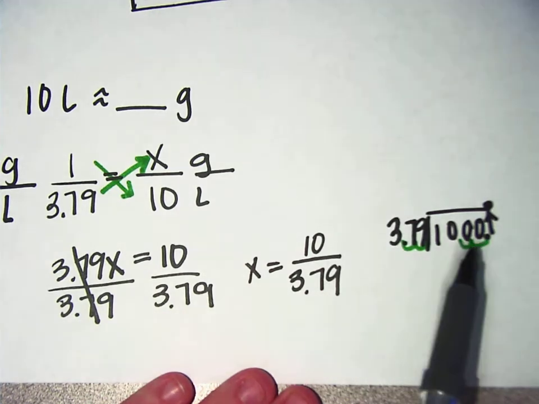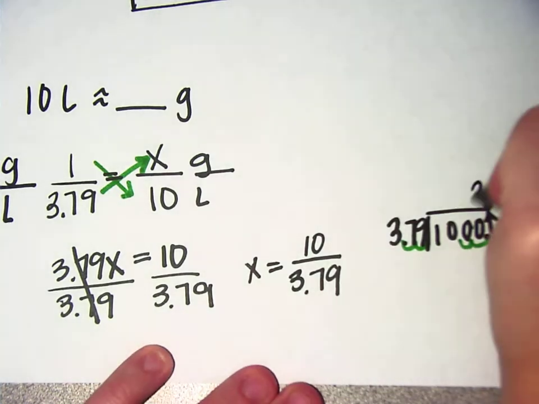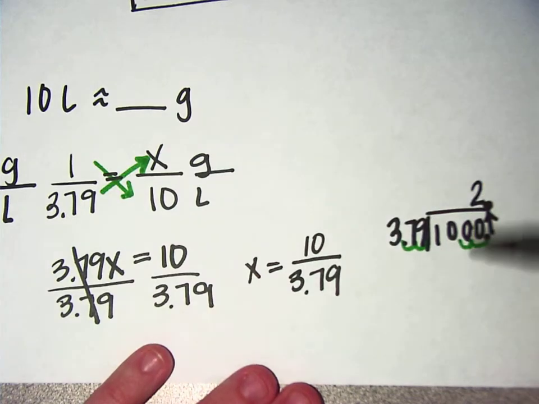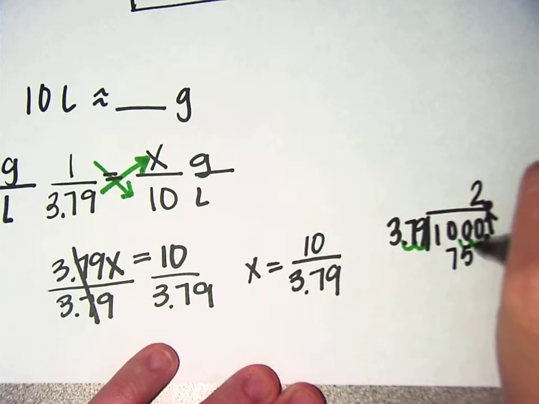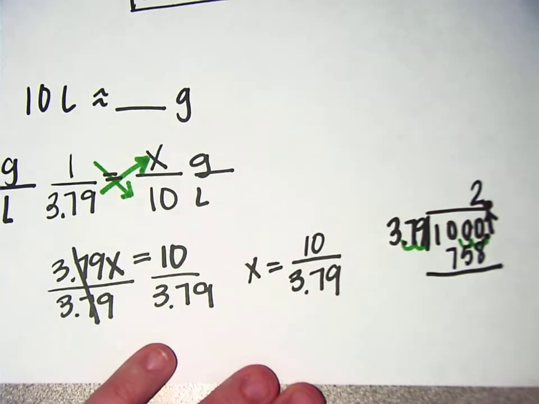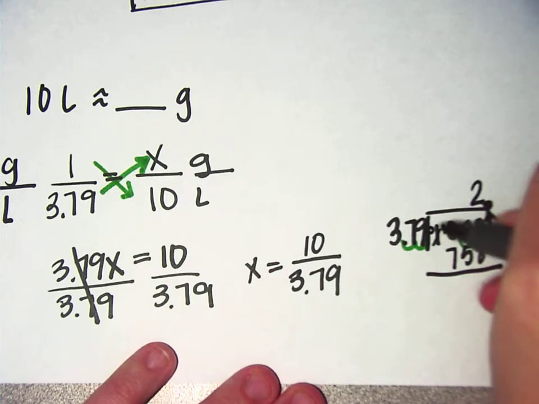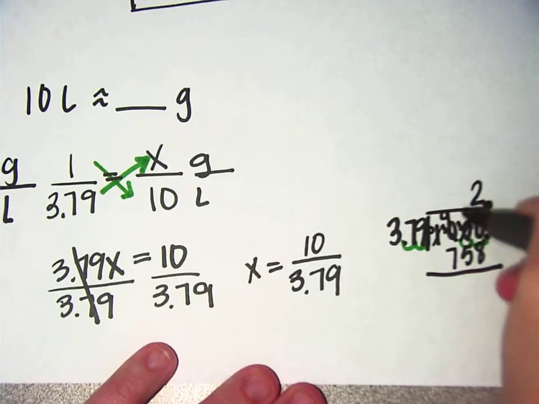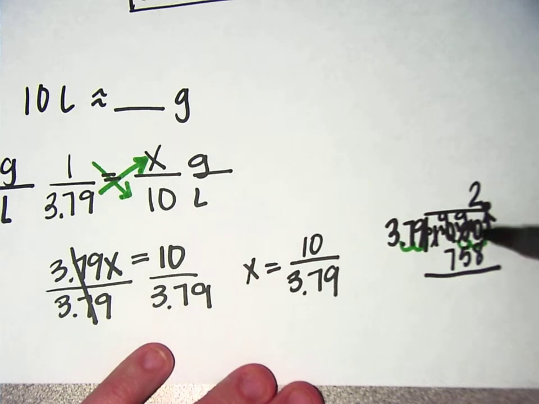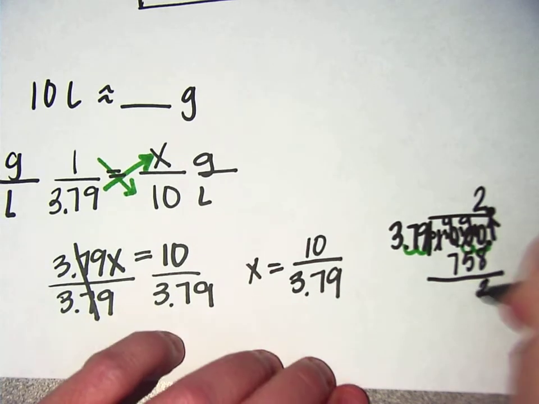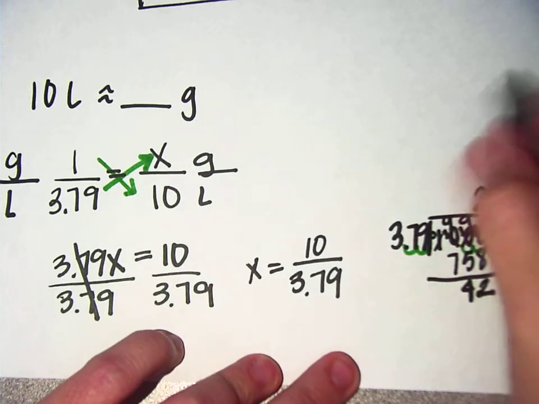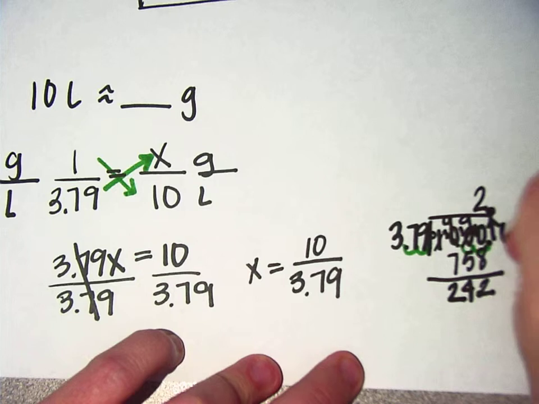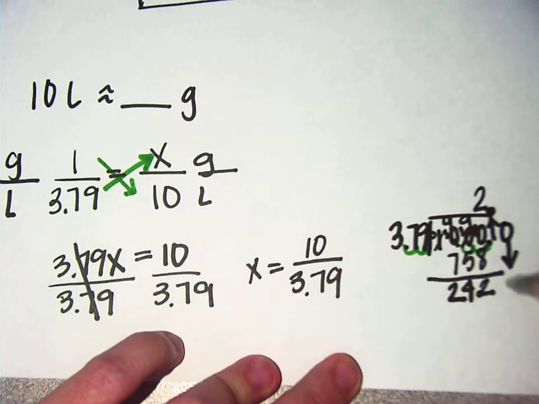379, how many times does it go into 1,000? It goes into 1,000 2 times. 2 times 379 is 758. Okay. Now we are going to come all the way over here and borrow. That way we can subtract. 10 minus 8 is 2. 9 minus 5 is 4. And 9 minus 7 is 2. We've got to bring down our 0.